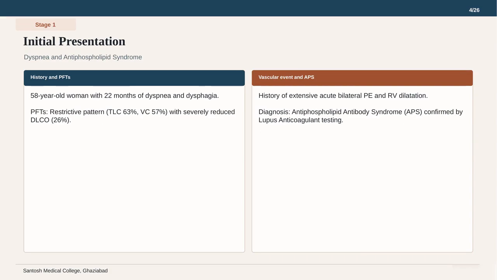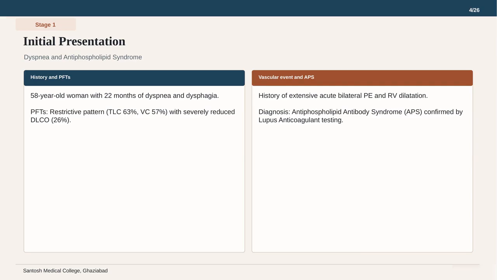In stage one, we meet our 58-year-old patient who has been struggling with dyspnea and dysphagia for 22 months. Looking at the history and pulmonary function tests on the left, we see a restrictive pattern with a total lung capacity of 63% and a vital capacity of 57%. Most notably, the DLCO is severely reduced at only 26%.